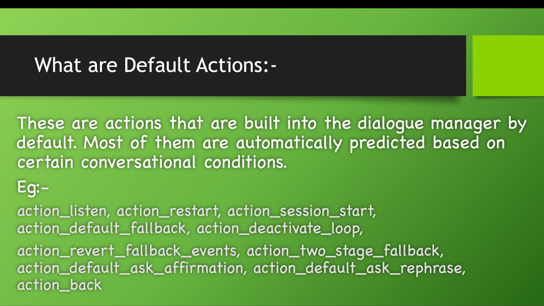Then finally, action back. This action undoes the last user bot interaction. It can be triggered by the user by sending a back message to the bot if the rule policy is configured. So these were some of the default actions and their small explanations.